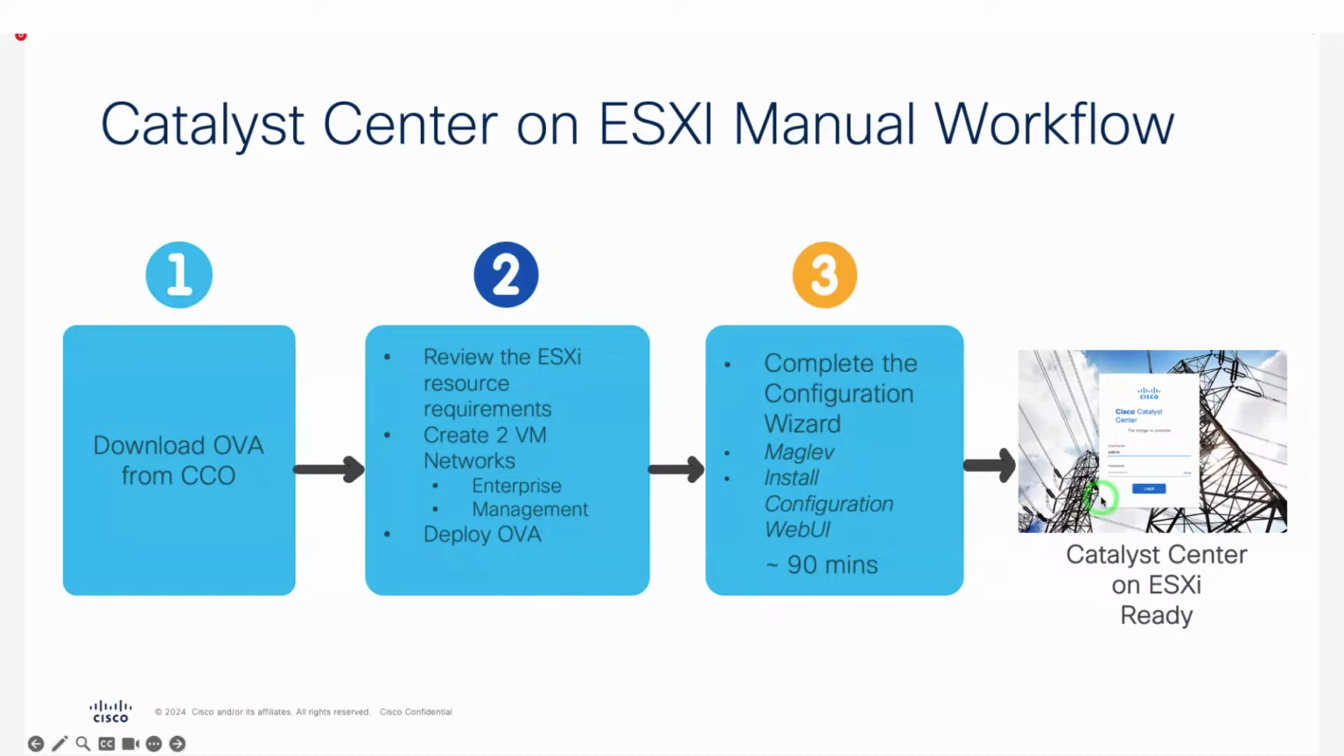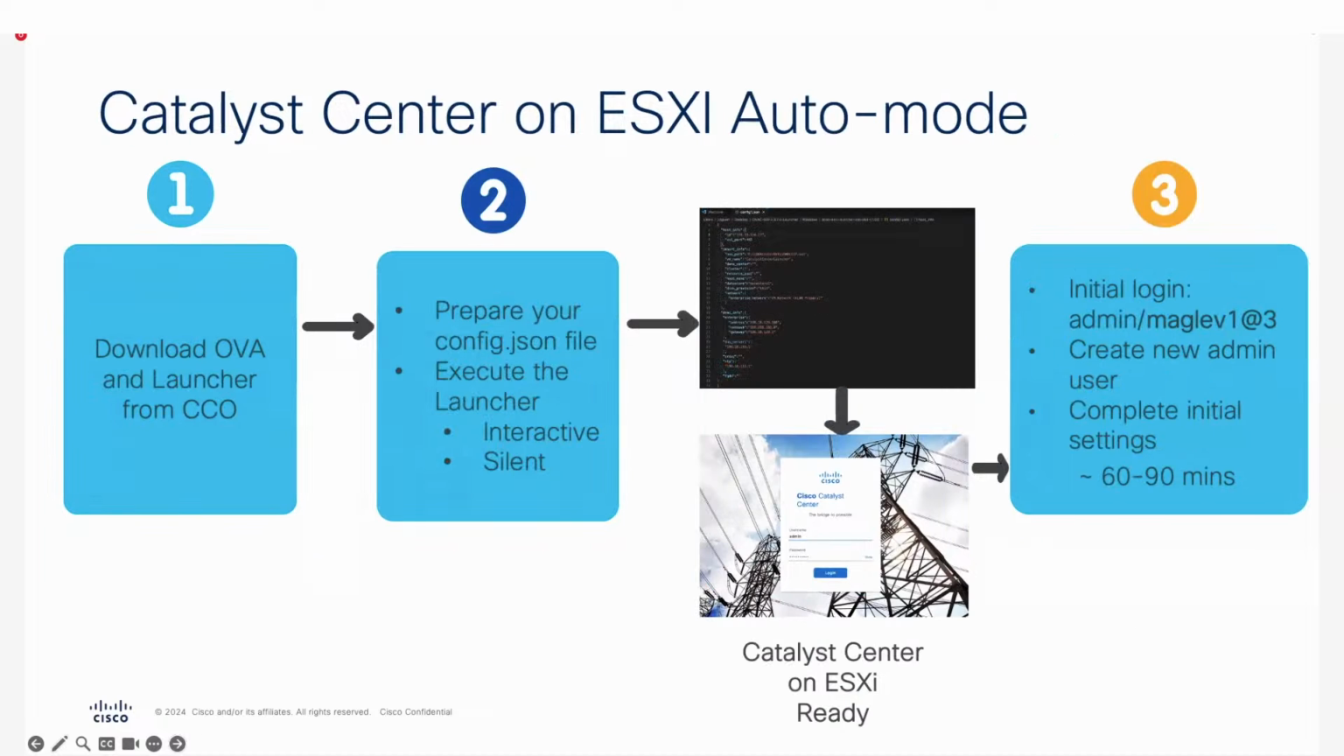If you want to know a little bit more on how to perform this manually, I will invite you to join our ATX for deploying Catalyst Center on ESXi. In today's session, we will focus on the automated mode. So in order to use the automated mode, you will need to download the OVA and the launcher from CCO. I will show you where they are located.